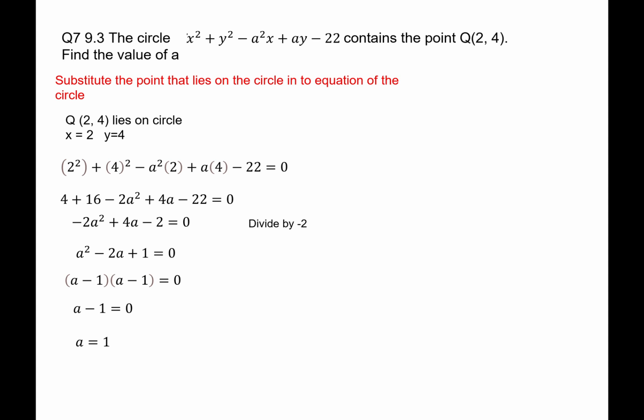So to find an unknown in your equation of the circle, we substitute in the point that we're given, equate it to 0 and solve. Please pause and take down this example.